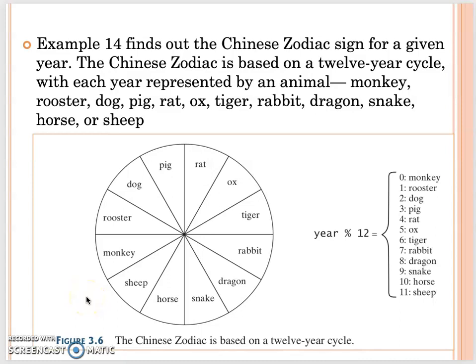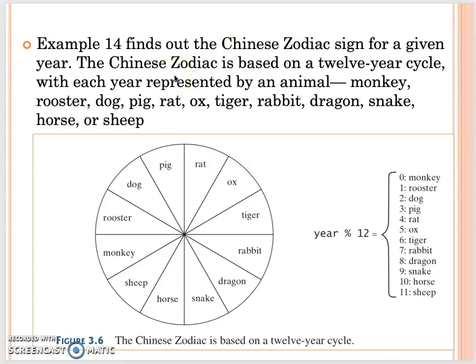Let's see one more example about the switch statement before we move forward to create the menu choice interface. So the next example, in example 14, we will show you a program. The program will help you find your Chinese horoscope. That's what we call the Chinese zodiac sign for a given year.